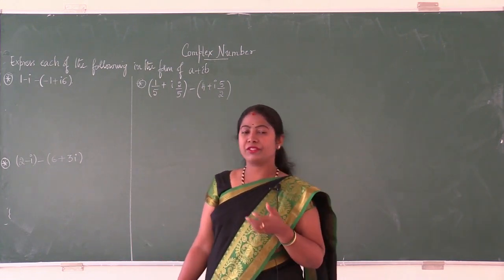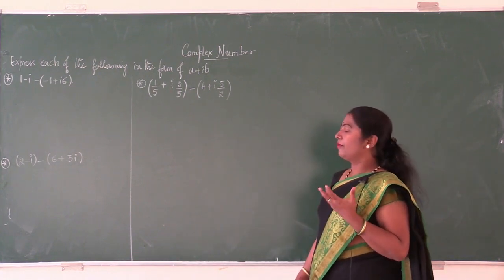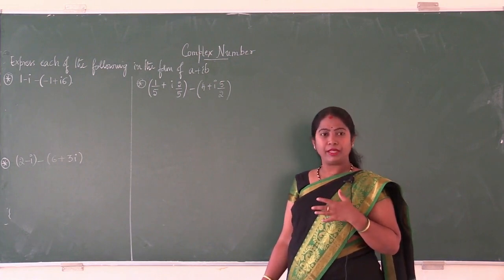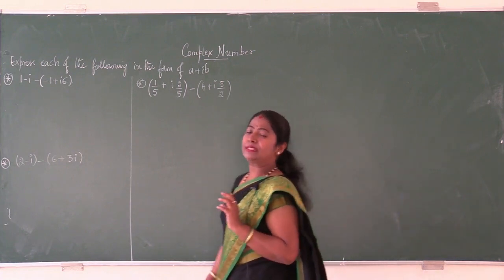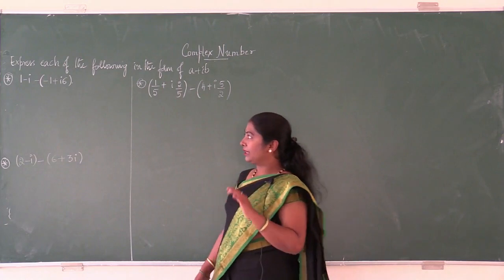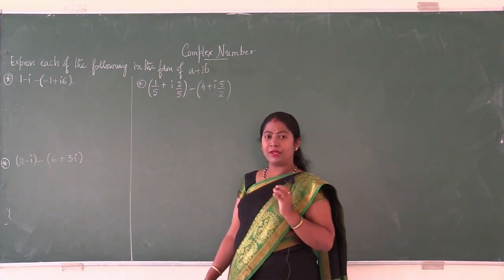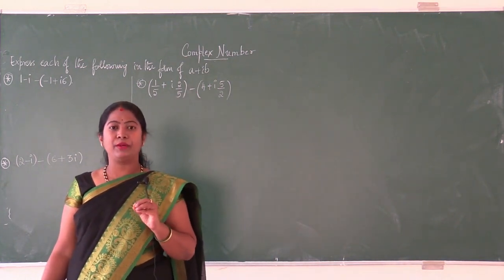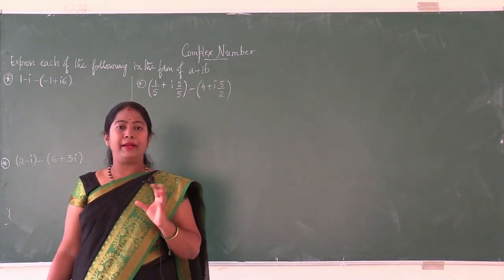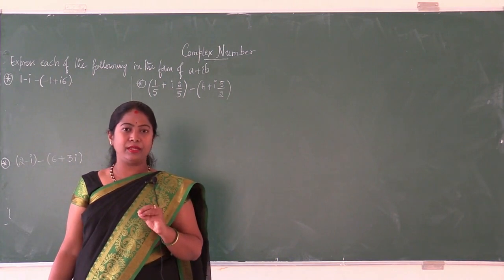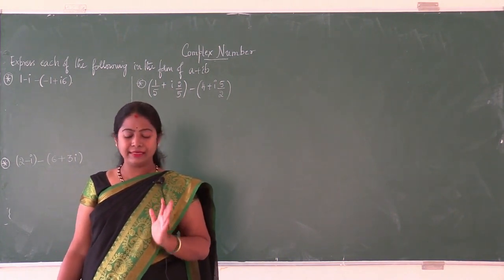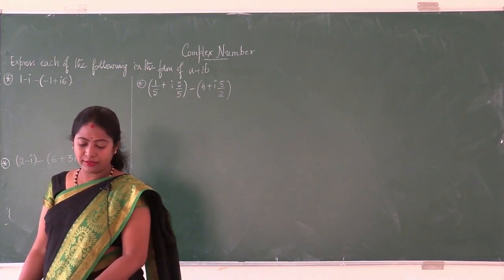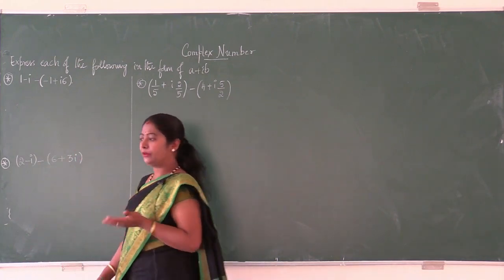And in the previous session, we also solved some problems wherein we need to represent each of the following in the form of a plus i into b. So, keeping these concepts in mind, we shall continue the previous session problems. Quickly to summarize, i is square root of minus 1, i square is minus 1, i cube is minus i. We shall continue the problems.